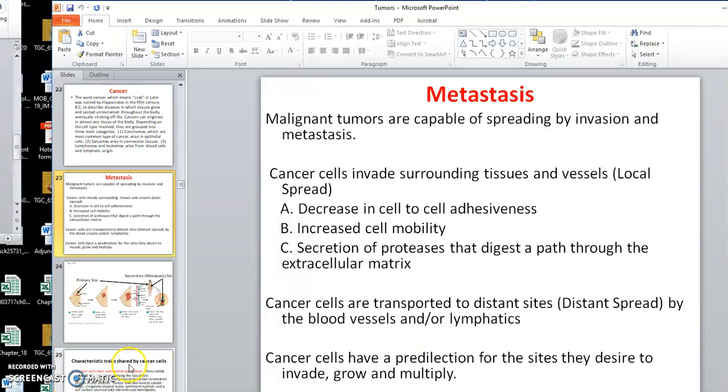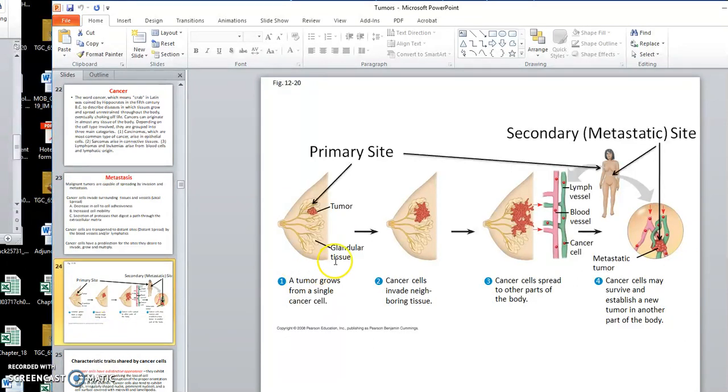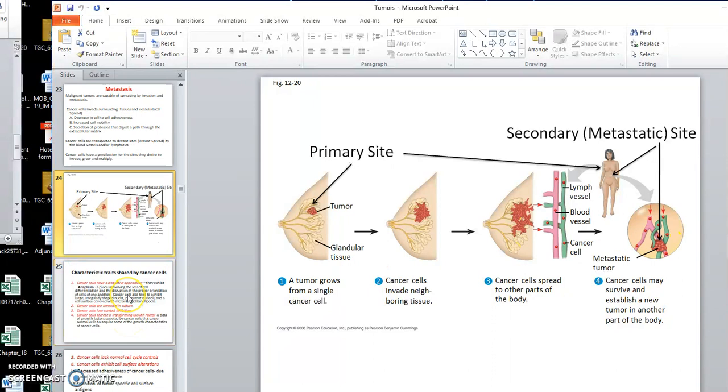Okay. So where the cancer started, just to show you a little illustration, is the primary site. And where it moves to is called the secondary or metastatic site. So it metastasized to this area. Okay.